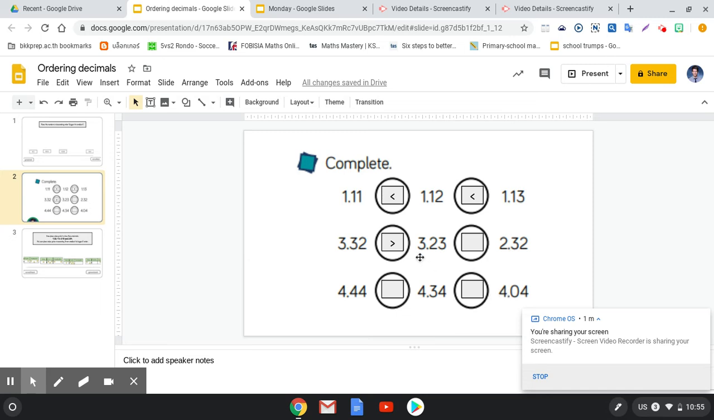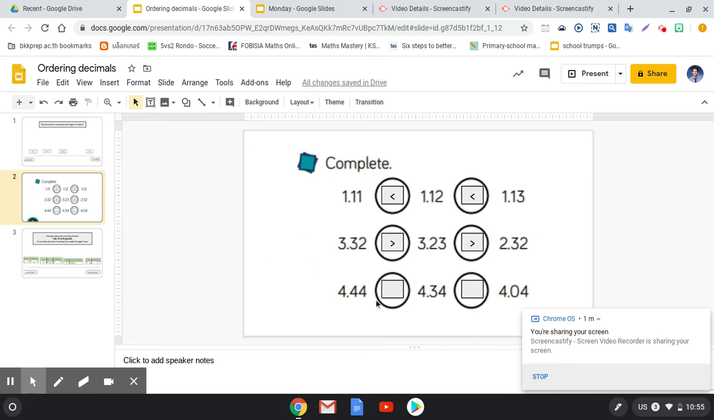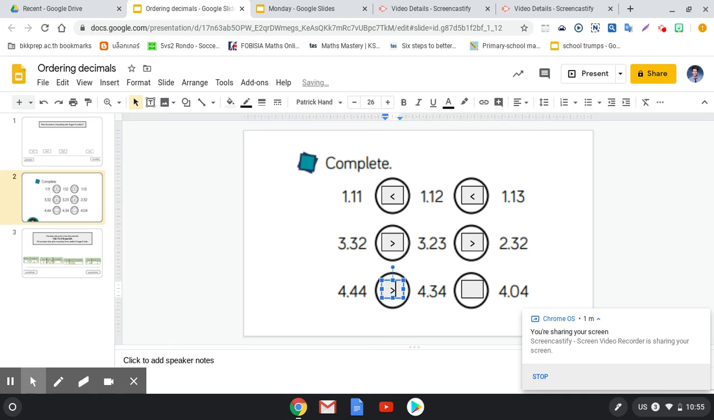Now let's compare 3.23 and 2.32. Well, I can see the ones here is bigger. So again, I need the arrow to be pointing at the smaller number because there's smaller ones. So look at the final sentence and see if I can put the right statements here. So I got 4.44. My next number is 4.34. Well, I can see that this tenth is bigger than this tenth. So I need to put it in my symbol to show that 4.44 is bigger than 4.34.